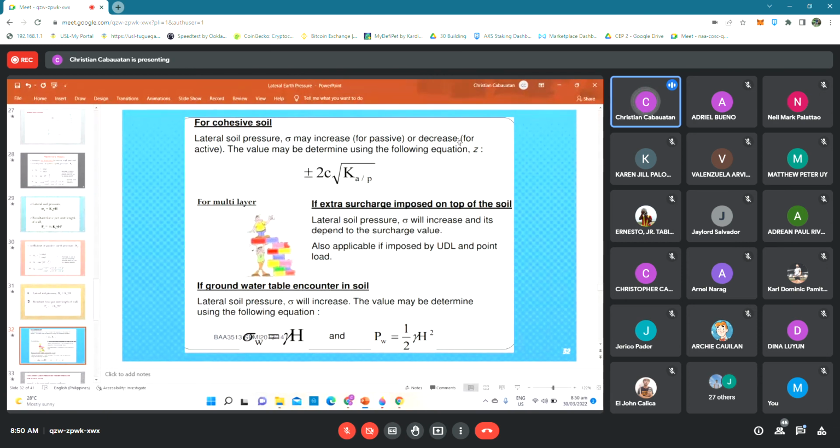Okay, and it is only applicable if imposed by ultimate dead load and point load. If the groundwater table is encountered in the soil, therefore your lateral earth pressure will increase. Okay, and the value may be determined by using the following equation, which is your gamma h, and then 1/2 gamma h squared, okay, for your force.